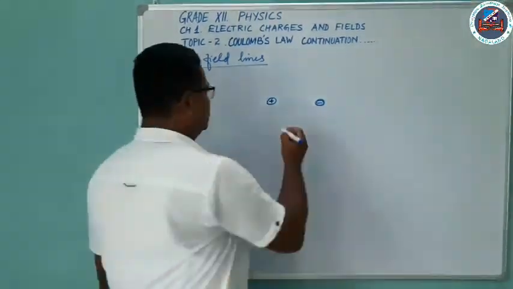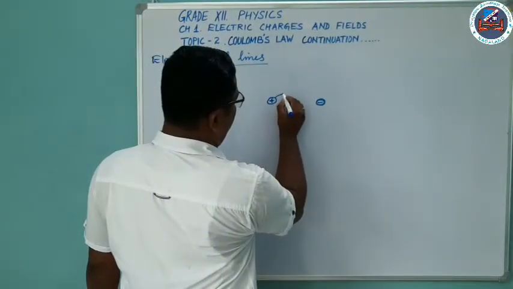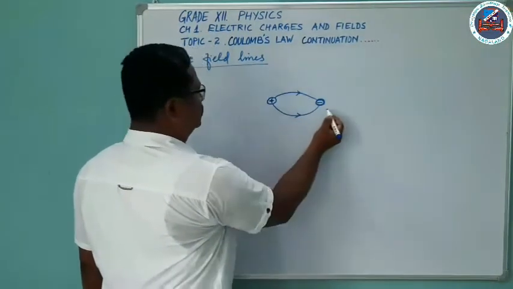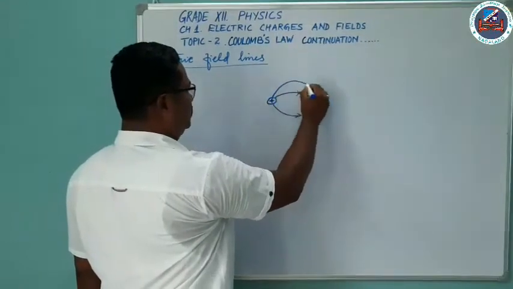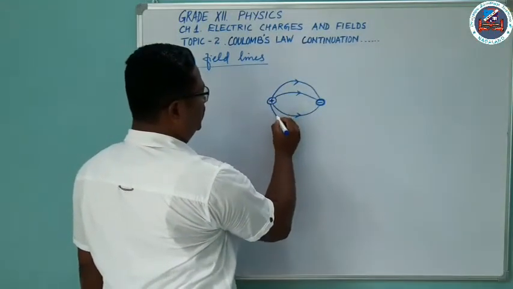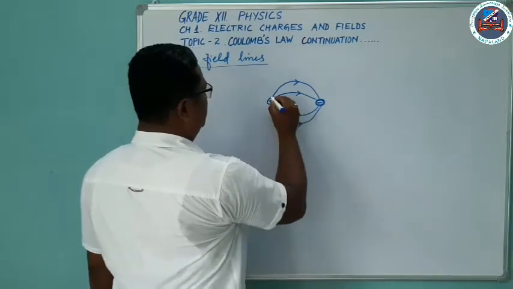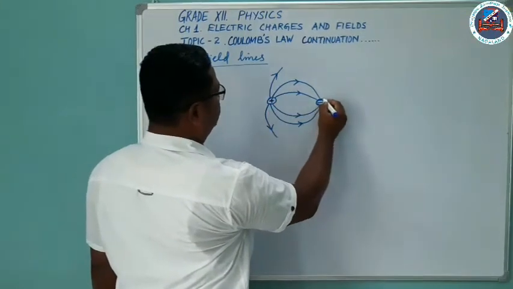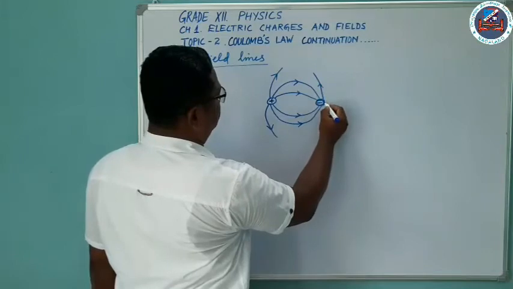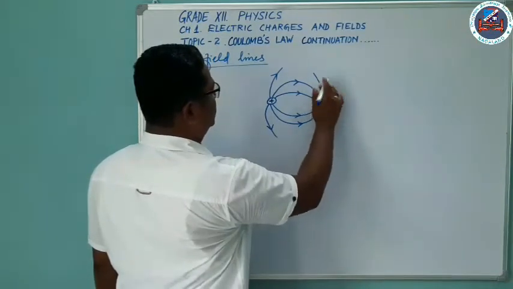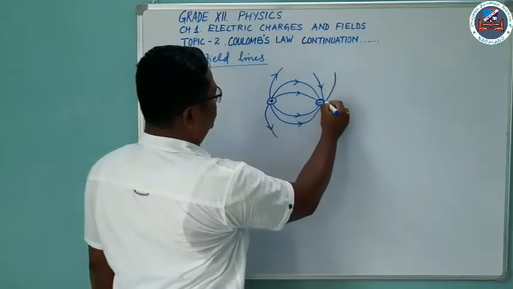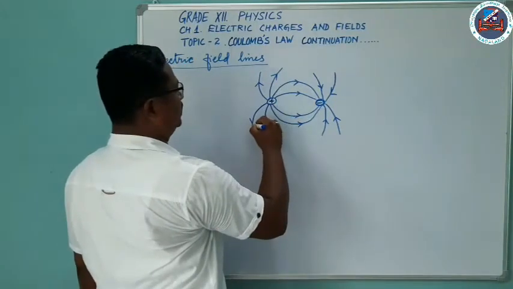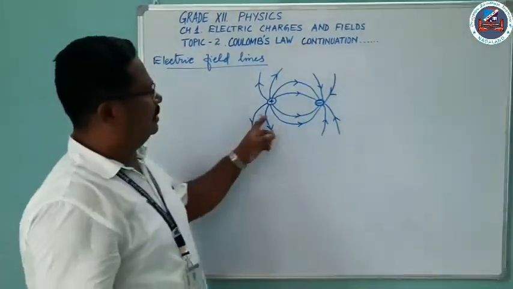Now if I draw the field lines, we know that positive and negative charges attract each other, so it will look like this. It comes from the positive and goes towards the negative charge. But you have to be very careful: these field lines never touch each other. From the positive it goes away, and towards the negative it will end.